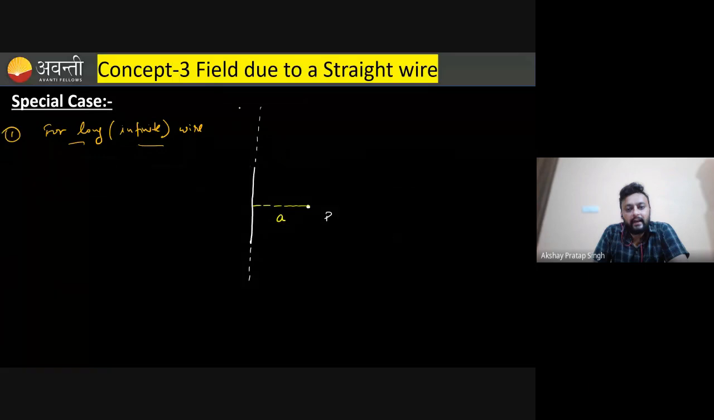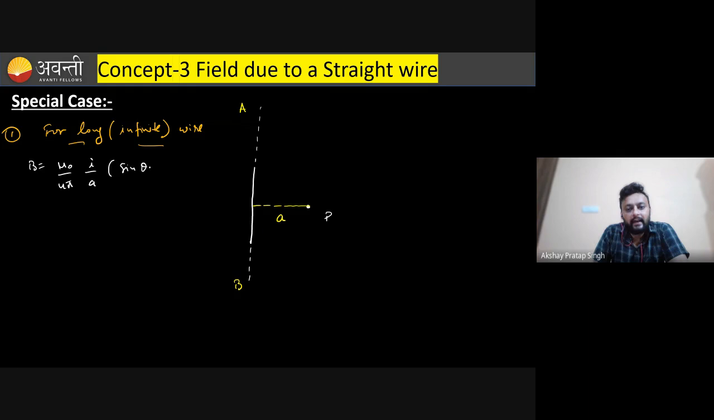You can see that both the ends A and B of the wire are on two different sides of the point P. So we can directly use the relation B is equal to mu naught over 4 pi, I by A, into sine theta 1 plus sine theta 2. We can directly use this relation. Now, put the values of theta 1 and theta 2. We have already used the sign in the integration limit, so you don't need to put the sign now, whether it is anti-clockwise or clockwise.